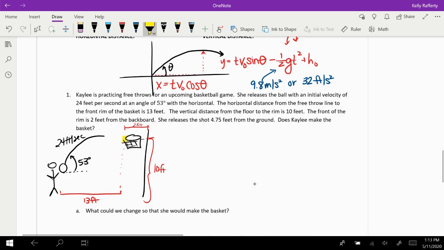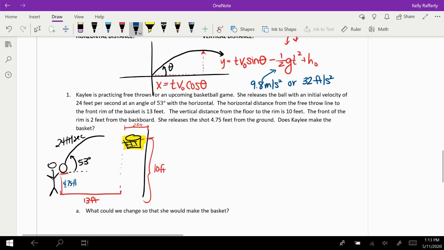So essentially, we want the ball to be in this area for her to make it in, right? Not too much to clear. The last piece of information they give us is that she releases the ball 4.75 feet from the ground. Does she make it in the basket?